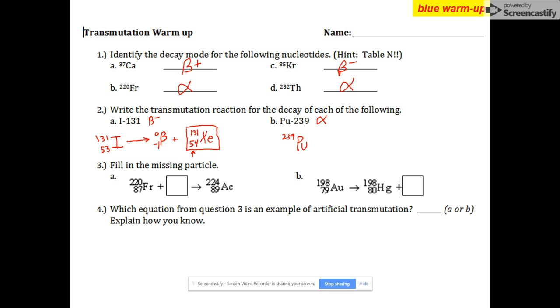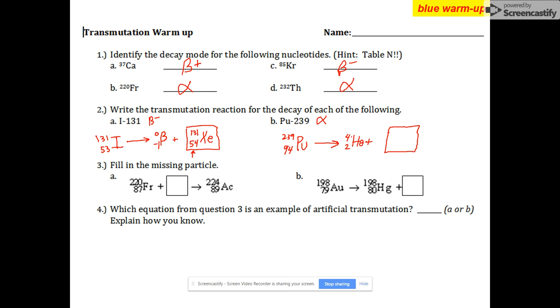Plutonium, there it is. It has a charge of 94. It has 94 protons. It goes through alpha decay, so we could say it emits a helium nucleus with a charge of 2 and a mass of 4. And what is left over?